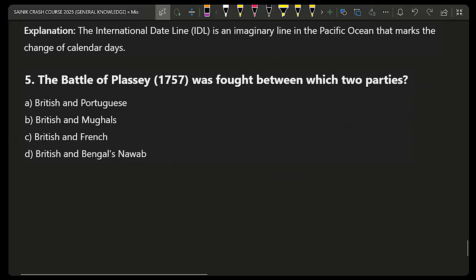10 seconds left. Two students gave the wrong answer, option A, British and Portuguese. 4 students gave the wrong answer, British and French. 7 students gave the wrong answer, option B, British and Mughals. And 7 students gave the correct answer, British and Bengal's Nawab. That's the correct answer.